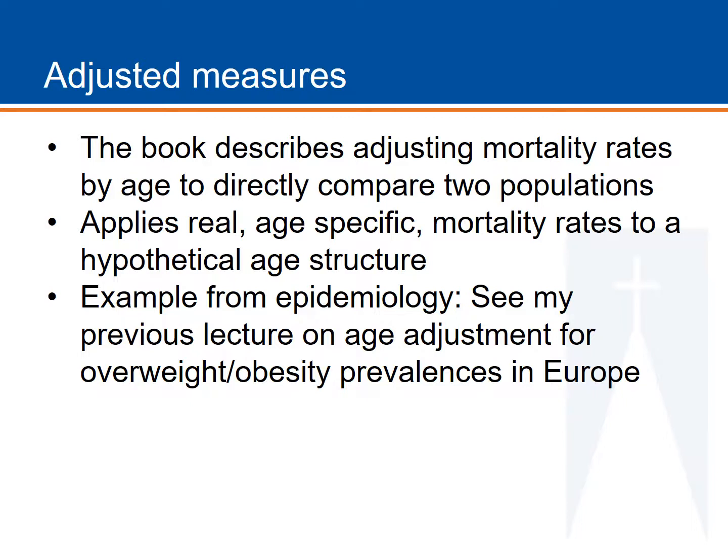In epidemiology, you actually did some adjustment. The book describes adjusting mortality rates by age, and at the end of chapter 1 there's a section on age adjustment. We talked about this also in terms of age-adjusted obesity prevalences in previous lectures in epidemiology. The book describes additionally adjusting mortality rates by age to directly compare 2 populations. Although you won't be doing this process in this class, it is important to understand the literature on age adjustment.